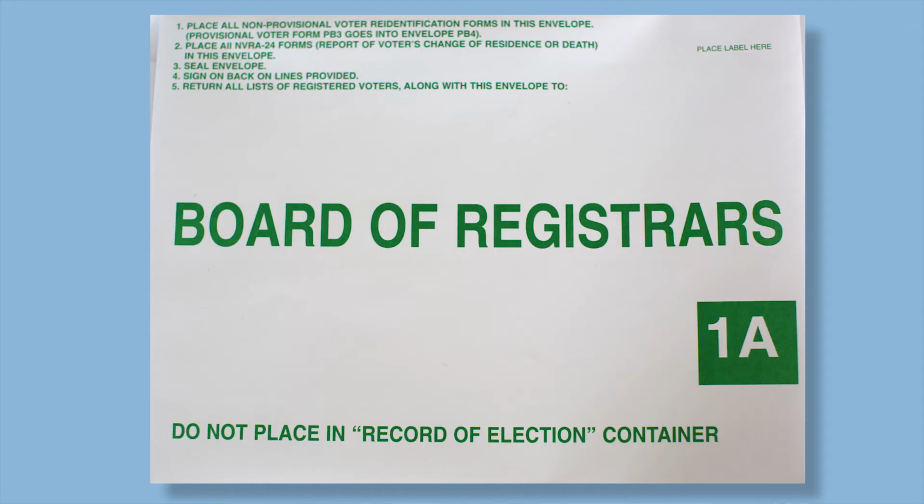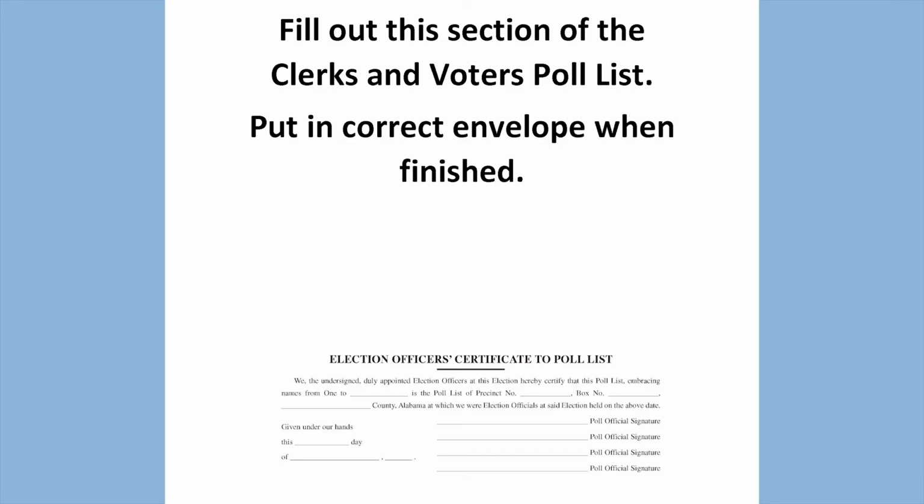The first envelope we're going to talk about is the Board of Registrars. If you use a paper roster, if it will fit in that envelope, please place it in there along with any update forms, verification forms, death, change of address forms. If it will not fit in that envelope, we provide a large rubber band to attach your notebook and or your list to the envelope to make sure it is returned to the registrars for proper voter credit.